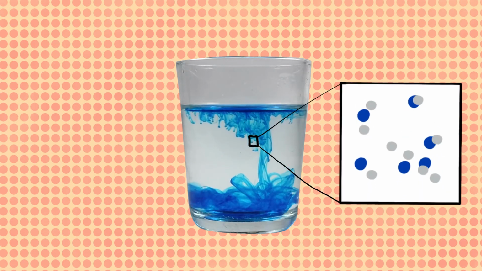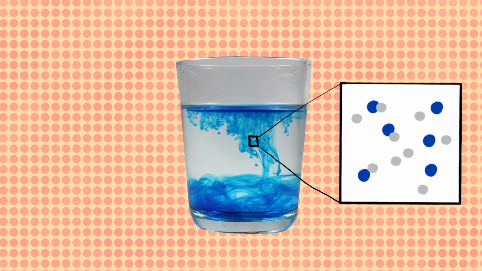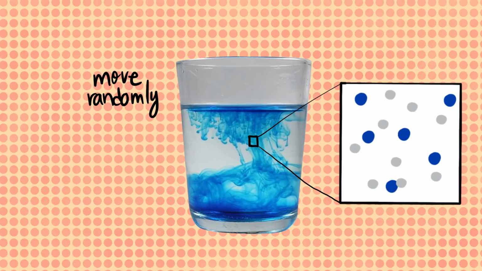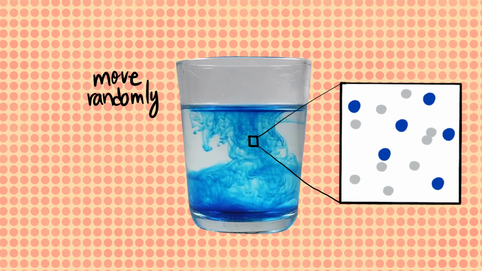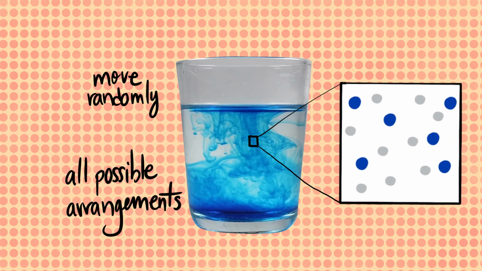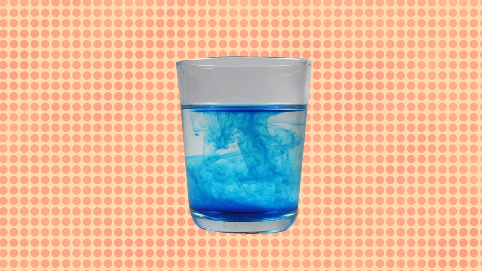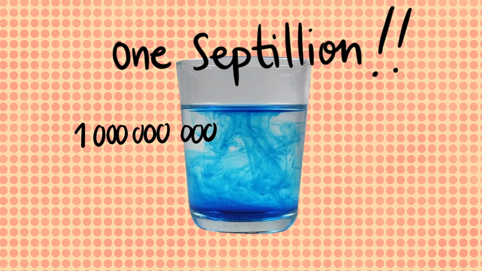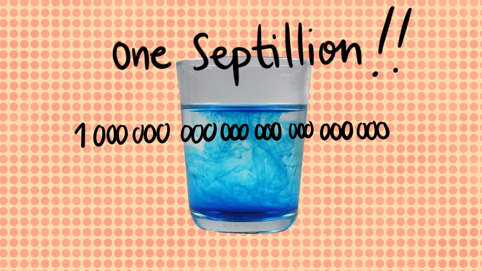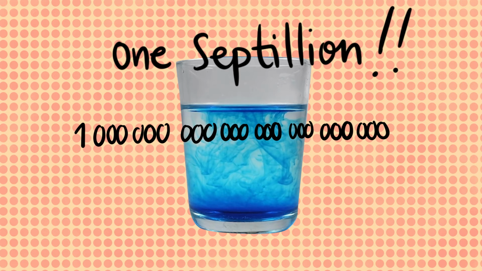At microscopic scales, particles are always wiggling and bumping against each other. This makes them move randomly and constantly swap positions. So, over time, particles explore all possible arrangements in space. In a glass like this one, there are around 1 septillion particles, meaning water molecules and ink pigments. So there is an incredibly huge number of possible ways to rearrange them.